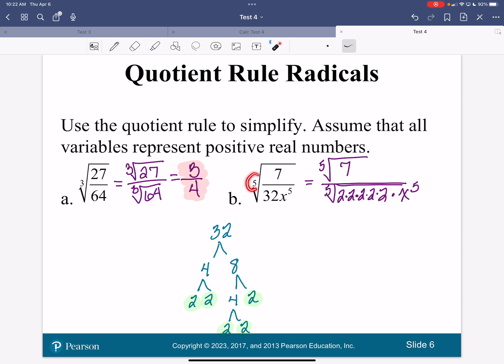So now, because I am looking for a set of 5, I have 5 2's. And so how many am I going to pull out? Good. So I'm going to have 2 right here. Well, actually, in the numerator, I'm going to keep that right there. Okay? So I'm pulling a 2 out. Now, I have the 5th root of x to the 5th. What's the 5th root of x to the 5th? X. Okay? Because this and this are the same. So I'm going to have x right there. So that is my final answer.